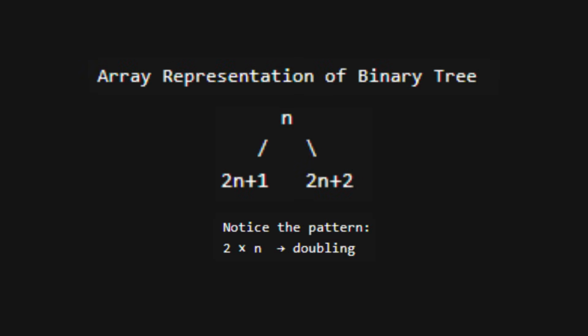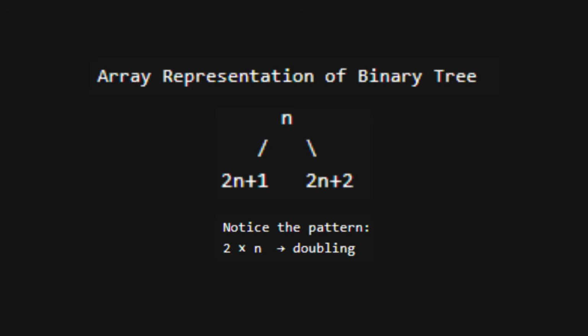Now, small connection. If you've seen array representation of binary tree, you might remember that left child index is 2 times n plus 1, and right child is 2 times n plus 2. Notice that 2 times n pattern. Binary trees naturally follow this doubling idea. Here also, every time we go one level deeper, we double the current value and add 0 or 1. Same concept, just different context.